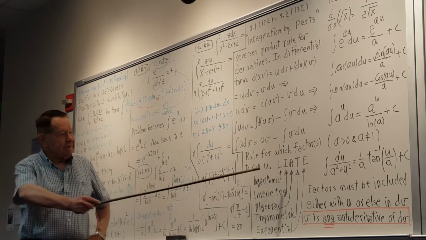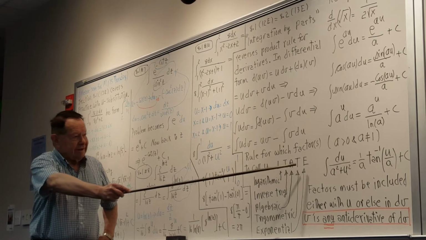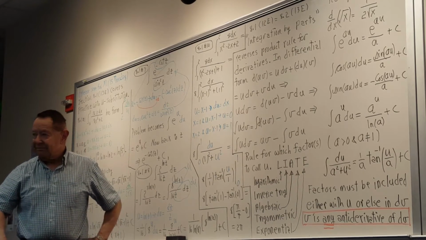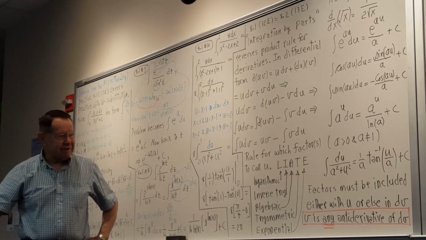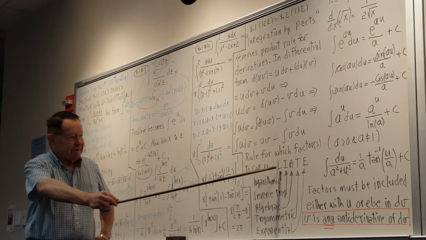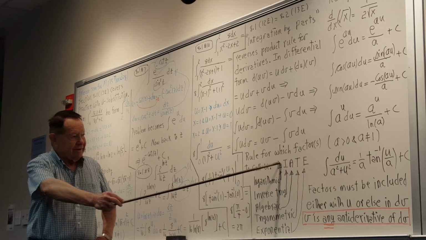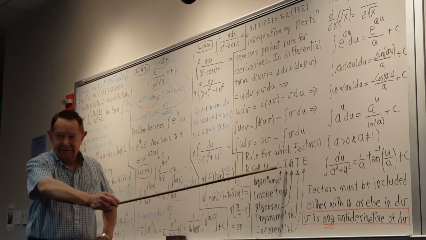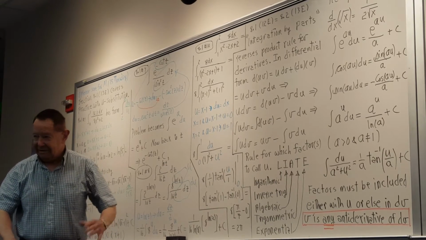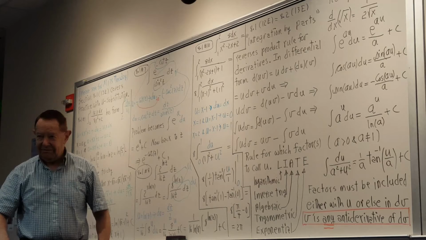And there is this procedure which generally gives you the preference as to what to call u. So if you have a logarithm factor, that's your first choice. Call it u, and whatever else then is dv.